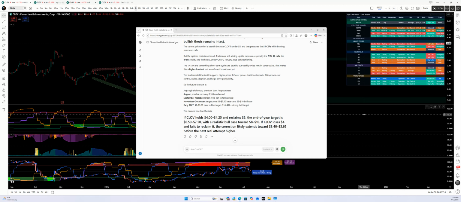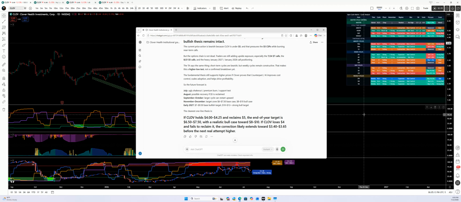Major support zones. The support map is now: $4.40 to $4.50, the current broken battle zone and first stabilization area. $4.00 to $4.25, next real support, a major psychological and structural line. $3.40 to $3.65, deeper demand, a liquidity support zone. $3.00, from our earlier bookmap work, a liquidity support zone.